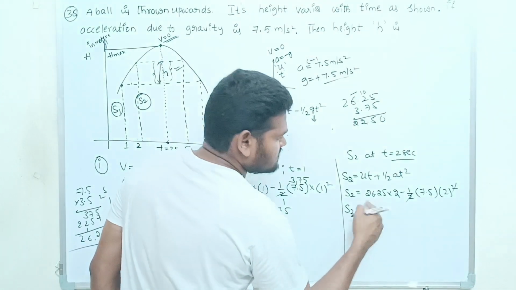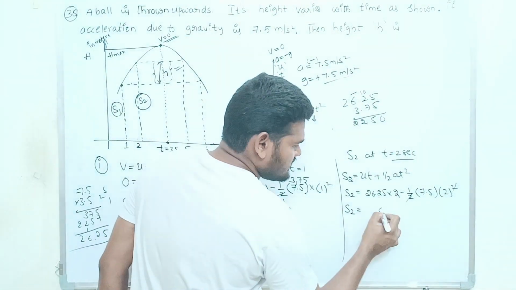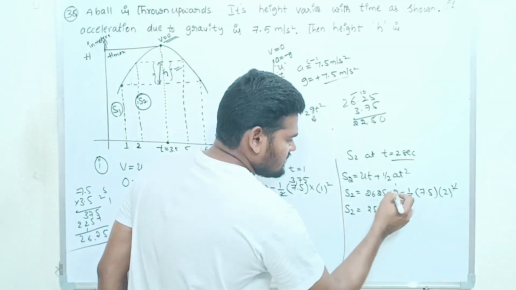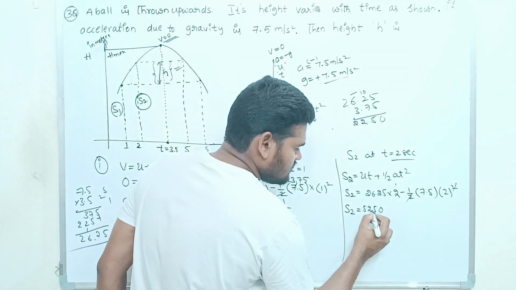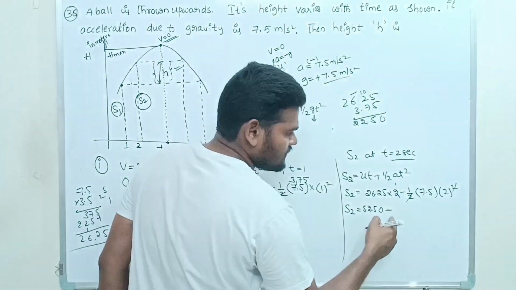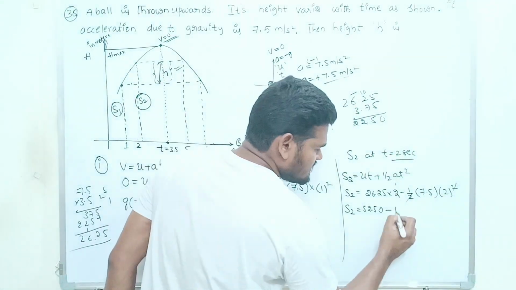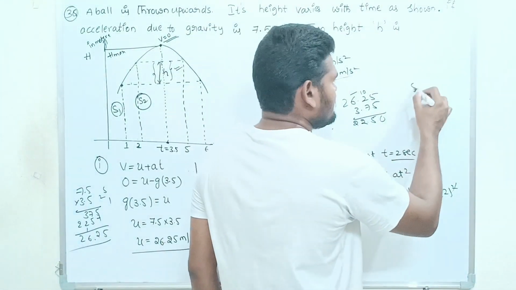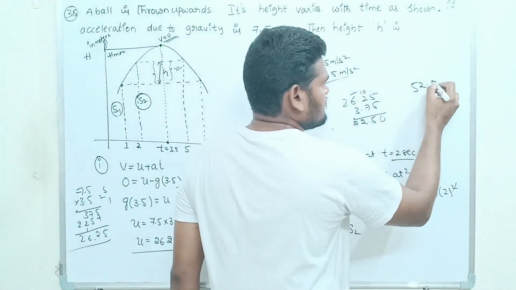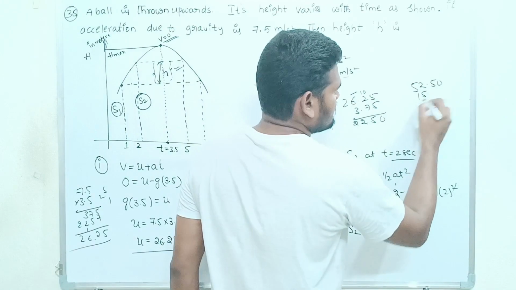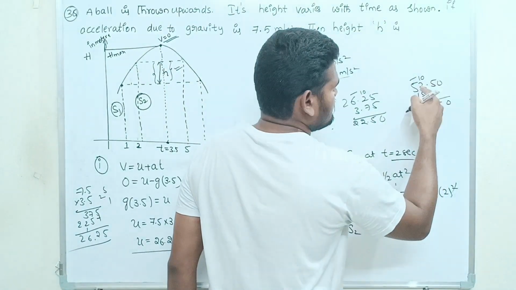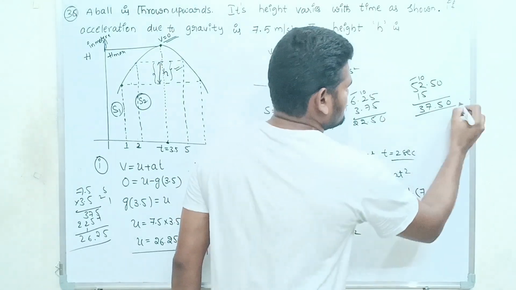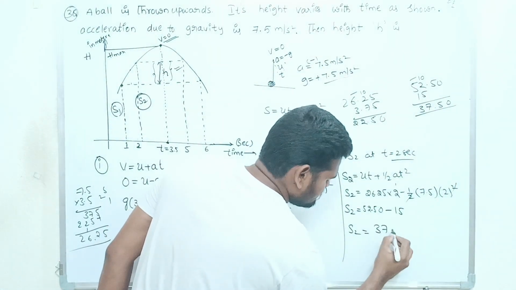So s2 is equal to 26.25, 2 fives are 10, 2 twos are 4, plus 1, 5, 2, 6 are 12, 2 twos are 4, plus 1, 52.50 minus 7.5 into 2 are 15. So s2 is equal to 52.50 minus 15, so 37.50.